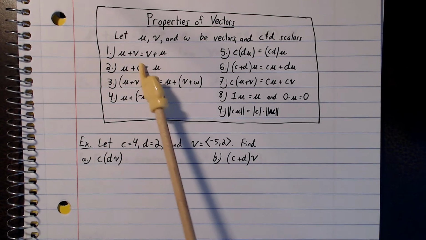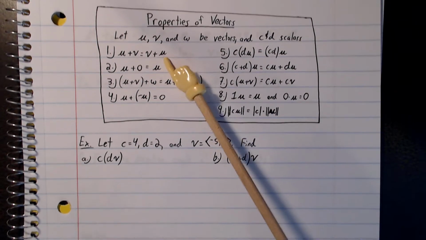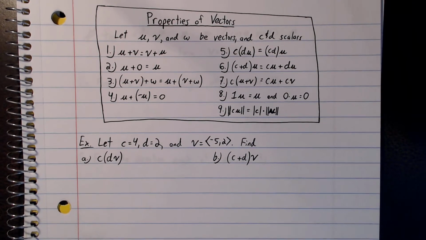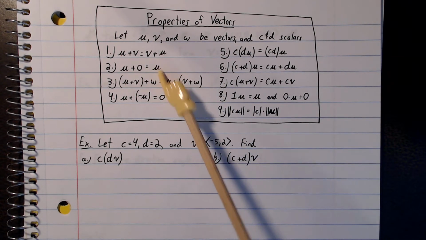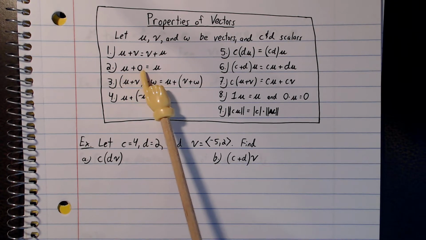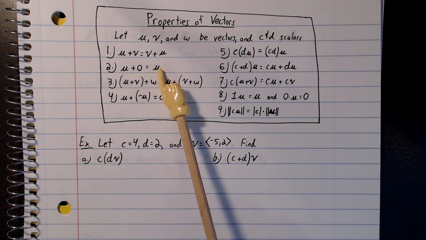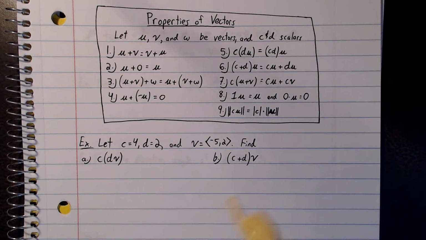If we're adding u plus v, it's going to be equal to v plus u. It doesn't matter. That's just how addition works, right? Commutative property. Well, actually, commutative is over here. But anyways, if we take vector u and we add 0 to it, we're going to get u back. So this 0, by the way, would be the 0, 0 vector.